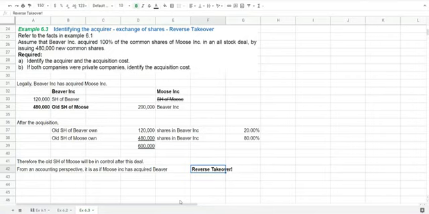And absolutely, Maria, that is the fact because Beaver owns all the shares of Moose anyways. So if the old shareholders of Moose can control Beaver, they also have control over Moose.